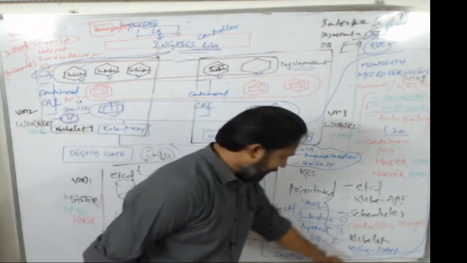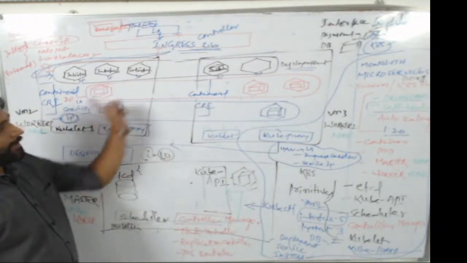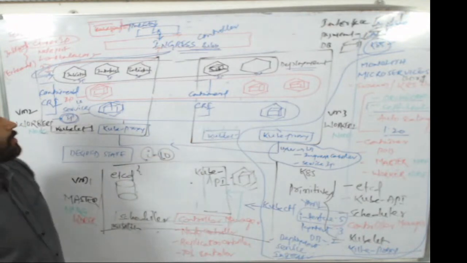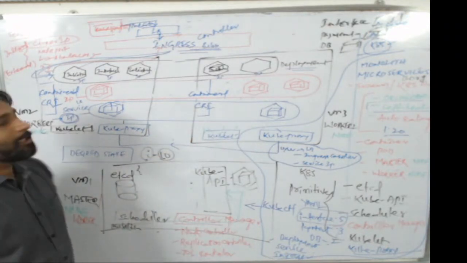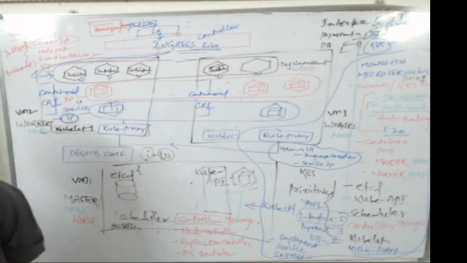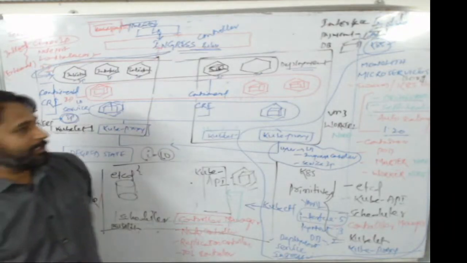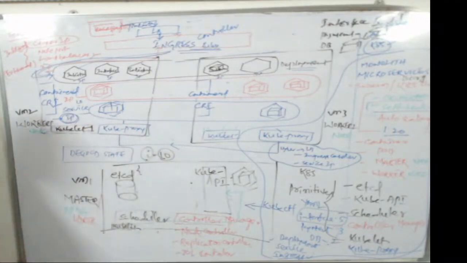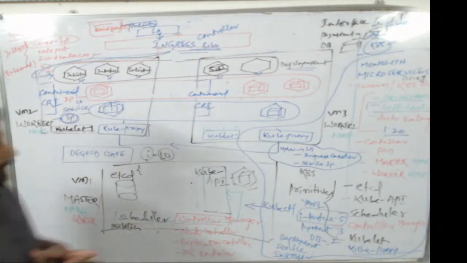And the last primitive is kube proxy. That is for communication among the pods. Pods talk to each other using the kube proxy. Kube proxy is also available on all the nodes, master and worker. So those are the 6 primitives you have.